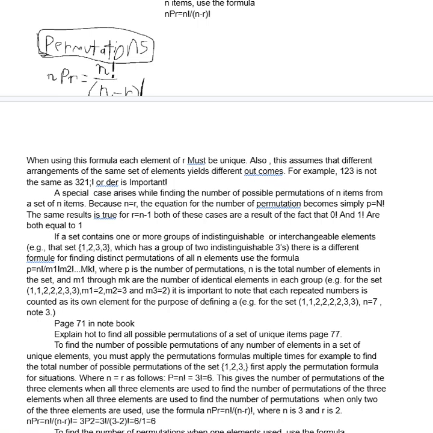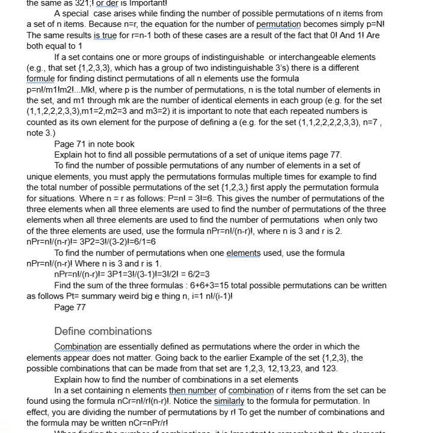For example, for the set 1, 1, 2, 2, 2, 3, 3, m1 equals 2, m2 equals 3, and m3 equals 2. It is important to note that each repeated number is counted as its own element for the purpose of defining n, e.g., for the set 1, 1, 2, 2, 2, 3, 3, n equals 7. Note 3. Page 71 in the notebook.